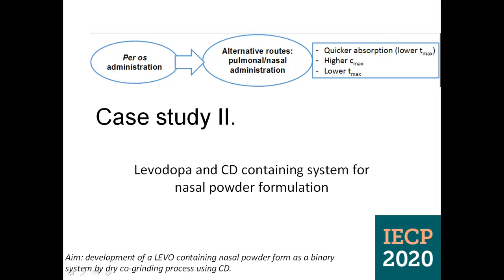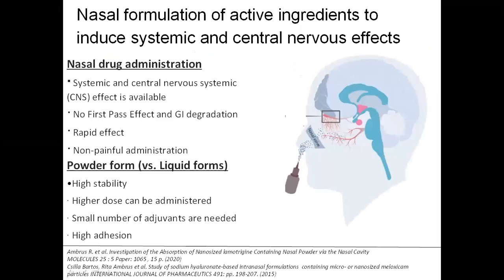The nasal route is an alternative administration possibility for drug transport to the central nervous system, bypassing the first-pass metabolism. The residence time of the drug on the nasal mucosa is on average 20 minutes because of mucociliary clearance. The contact time or the residence time of a drug can be increased with mucoadhesive materials. Nasal powder formulations result in high stability and a higher dose can be administered also.